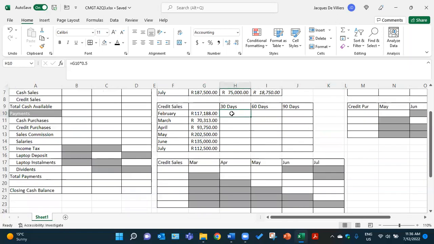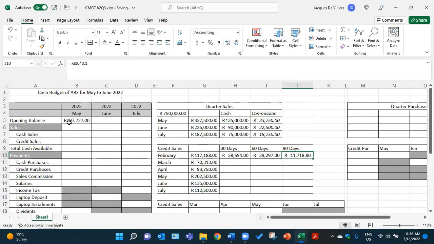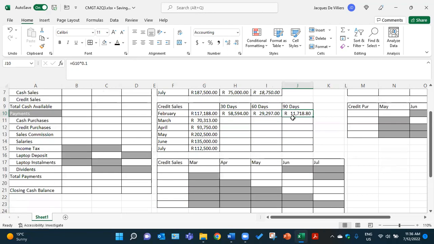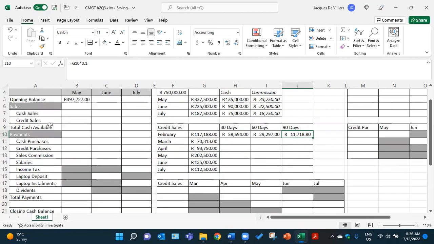So when I look at my February sales, 50% of those people had to pay in March. It's not going to reflect in this period. 25% paid within 60 days, in other words, paid in April. And 10% is only paying in May, which is the period that we are looking at here. So there is a cash flow of 11,000 that's going to come in from February sales somewhere here in May.